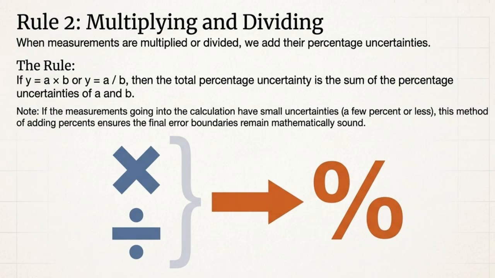Now let's move on to the next rule, which deals with multiplying and dividing measurements. When you multiply or divide values that each have some uncertainty, you combine their percentage uncertainties by adding them together. This means if you have two measurements, A and B, with their own percentage uncertainties, the total uncertainty in the result, y equals A times B, or y equals A divided by B, is just the sum of those individual percentages. This approach works best when the uncertainties are relatively small, like a few percent or less, ensuring the final error remains accurate and mathematically valid.